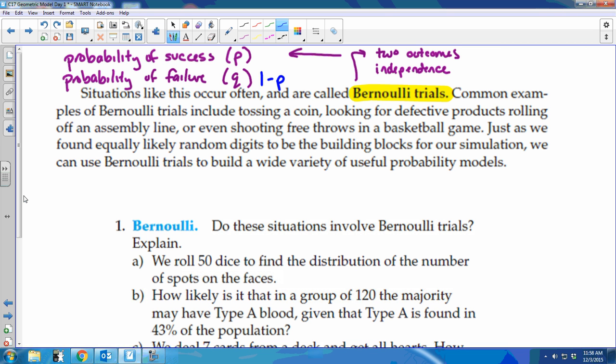If you have 120 people, it's just saying 120 people, like a group. It doesn't say that they're related or anything. Would you assume that the 120 people are independent of each other? Yeah. There's no reason to think they aren't. If it was a room full of family members, that would not be independent because blood type is genetic. But it doesn't say that, so we're assuming they're independent.